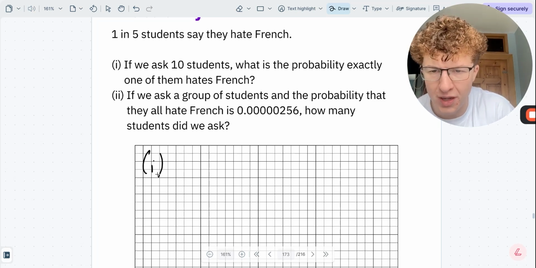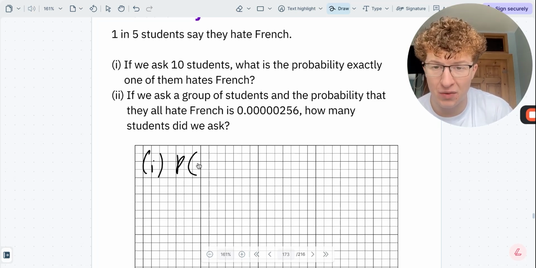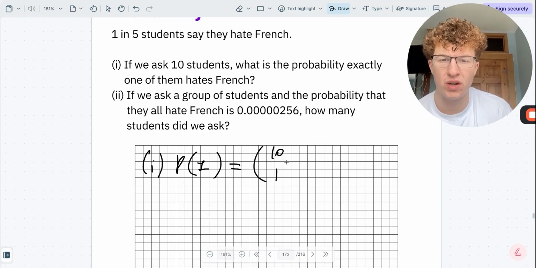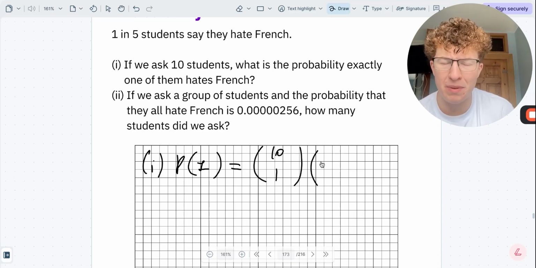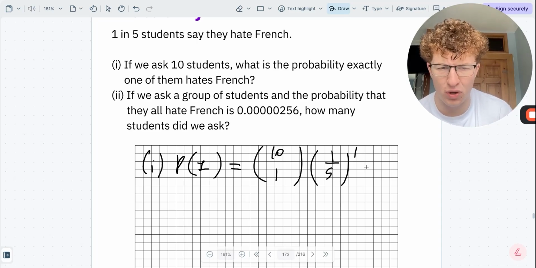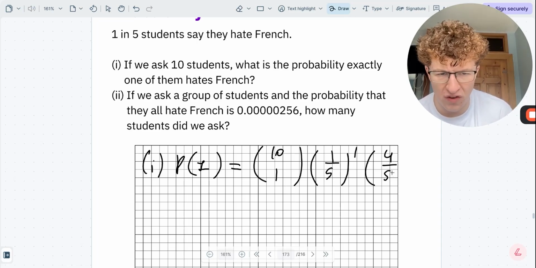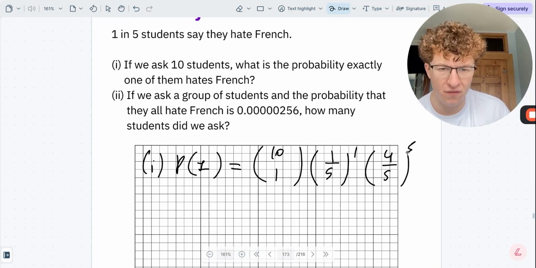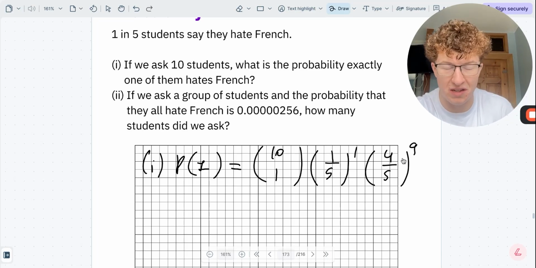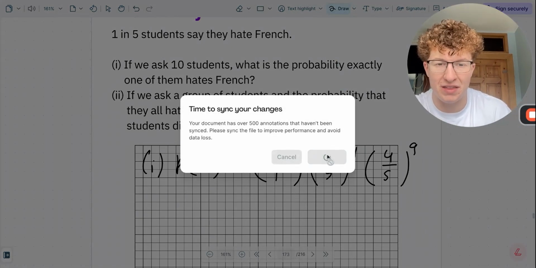So remember, probability that one of them hates French is going to be, so out of 10 students, one of them hates French. The probability that they hate French is 1 in 5. So that's 1 in 5 to the power of 1. That means that we have 4 over 5 times, what was it, 10 minus 1? So there's just going to be 9 up here. I should have wrote up here.